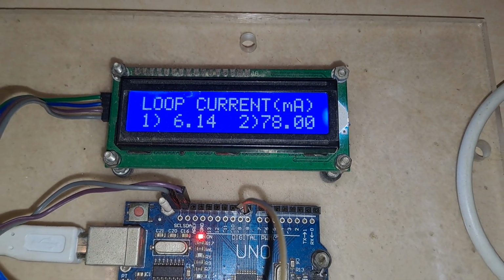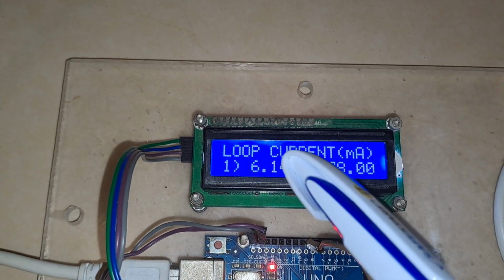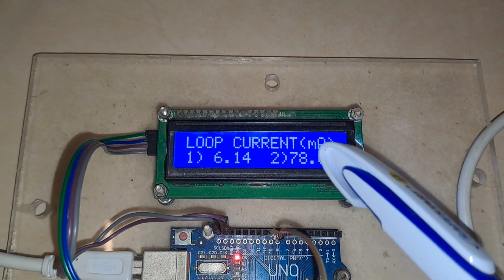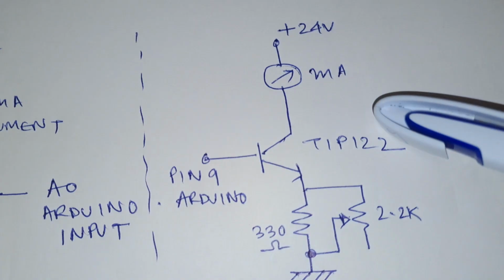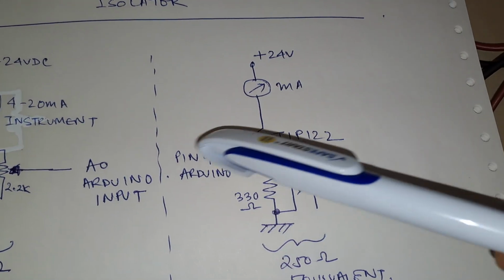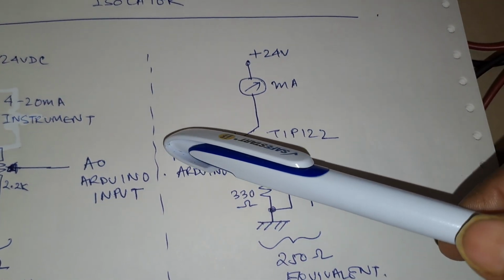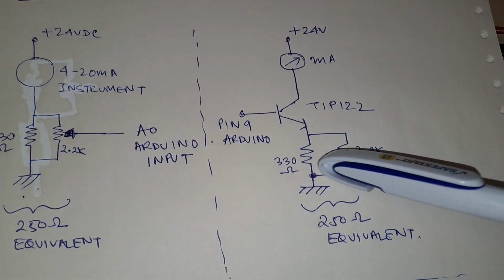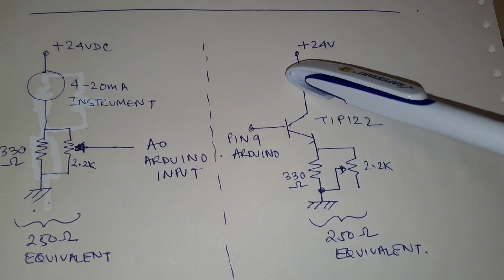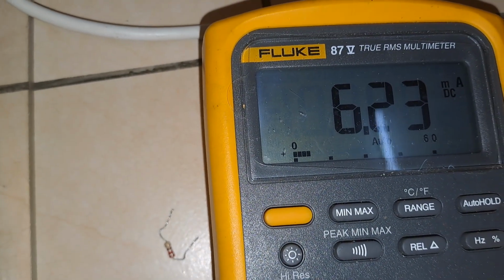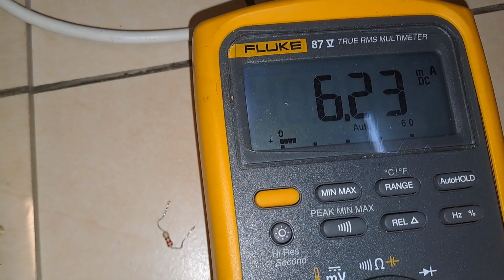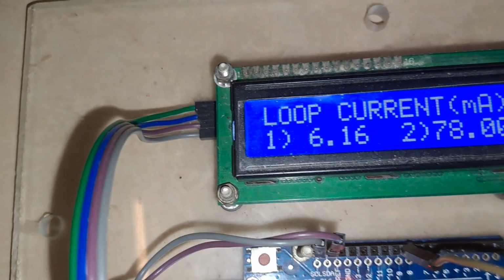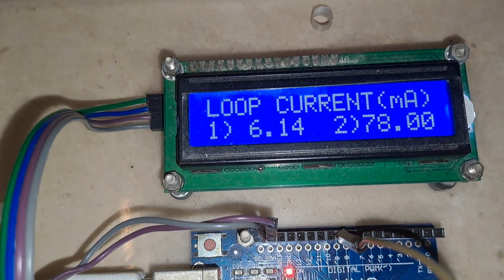As you can see here, this is the command. This is the input and this is the output. The output is fed to the transistor TIP122. So this is the circuitry. Let us look into the circuitry. Here you can see the PWM signal from the Arduino Uno is fed to the transistor TIP122, and here is the 250 ohms equivalent resistance, and I am measuring the current. You can see the current is 6.23 milliamps, and I am feeding a current of 6.16 milliamps.